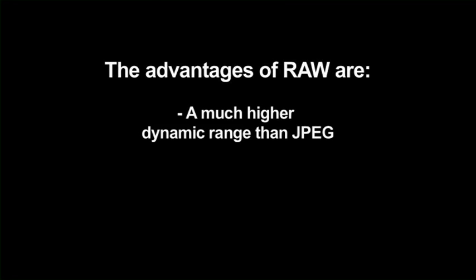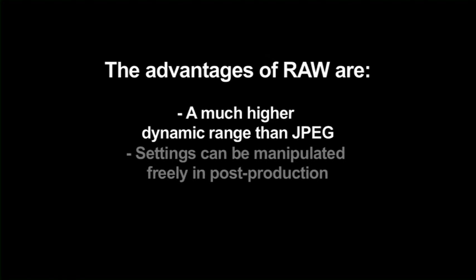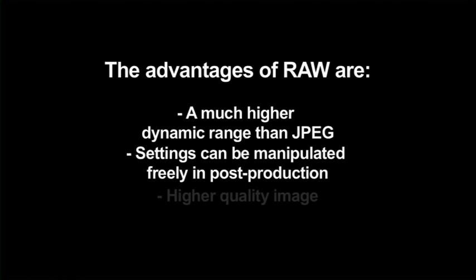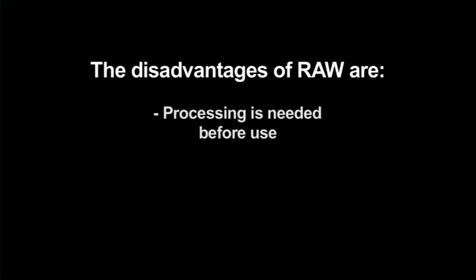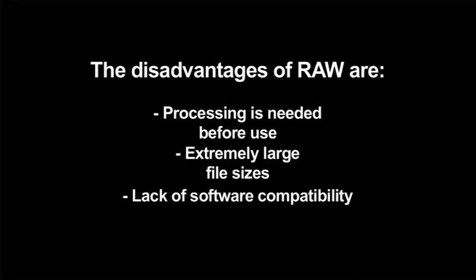Most professionals shoot in RAW. It's basically an unprocessed image, leaving you to process the image later in post. Advantages are RAW files have a much higher dynamic range than JPEGs and can be manipulated more easily, and the quality is much higher. Disadvantages are you need to process them before you can use them. The files are huge and many programs can't even open them. My advice is to shoot in both RAW and JPEG. You can have the best of both worlds.